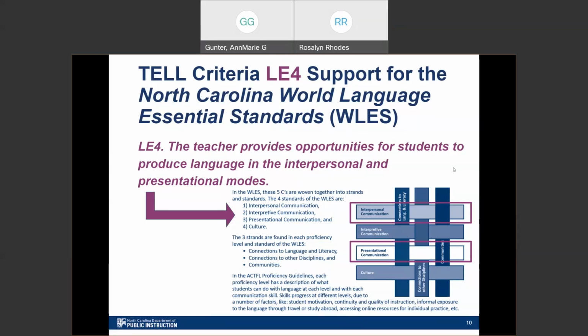Oftentimes, our administrators that we work with do not come from a world language teaching background, and they may only have the knowledge of what learning a world language was like for them as a student in high school or college. So this is a way to educate them about our 21st century world language teaching with a communicative approach and building proficiency.